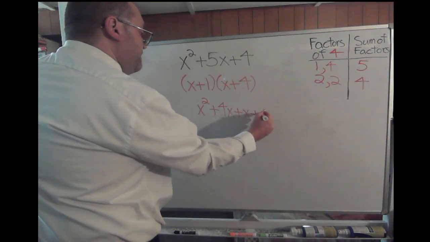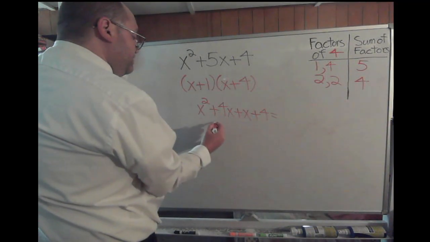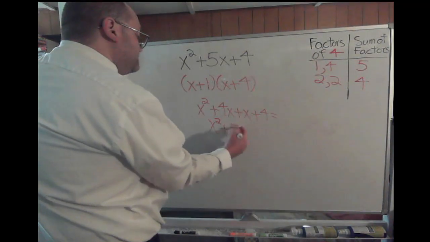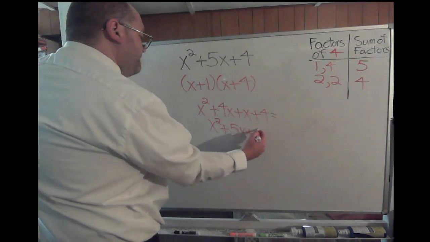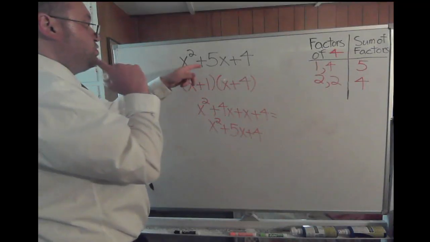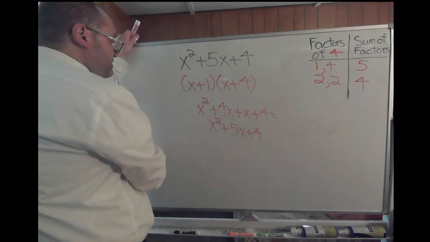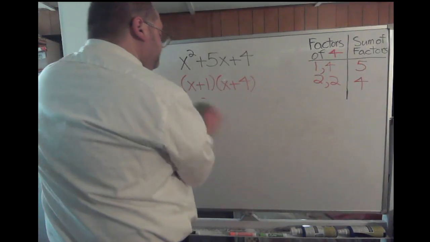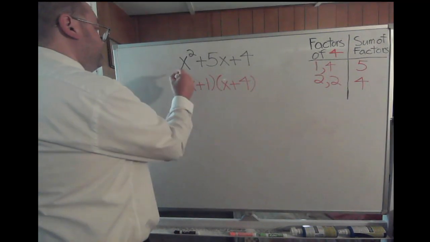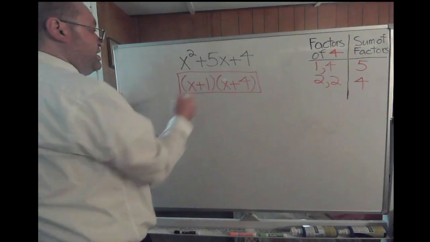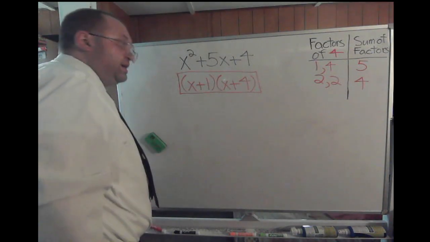is 4. That would give you x² + 5x + 4. You should get your original quadratic equation back when you FOIL out your factors. So the factors of x² + 5x + 4 are going to be the quantity of x + 1 times the quantity of x + 4.